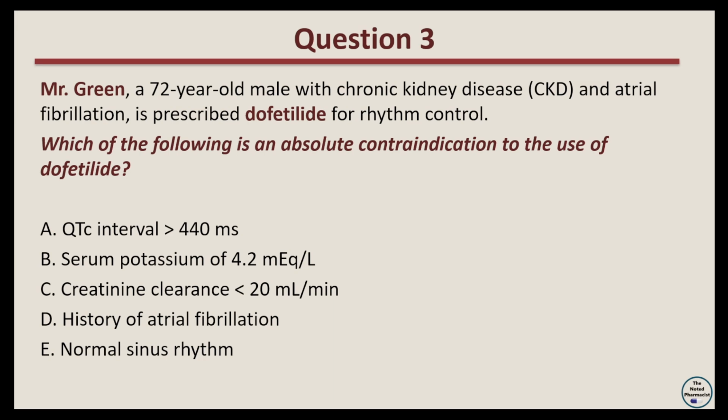Option A, QTc interval greater than 440 milliseconds. Option B, serum potassium of 4.2 milliequivalents per liter. Option C, creatinine clearance less than 20 milliliters per minute. Option D, history of atrial fibrillation. Option E, normal sinus rhythm.